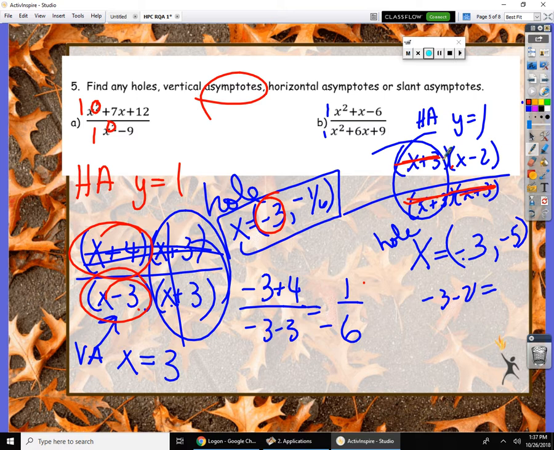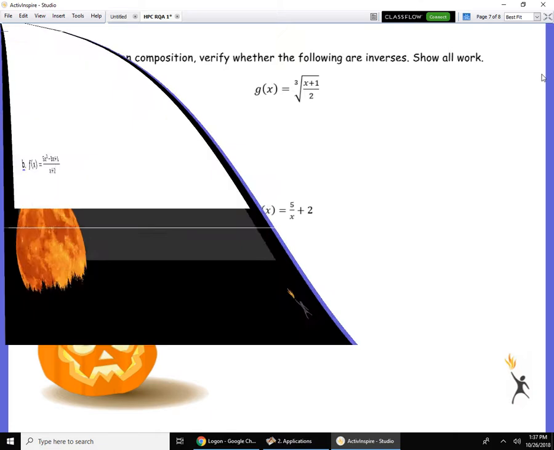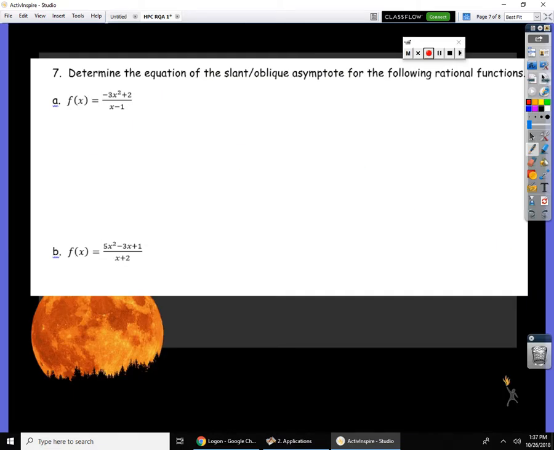The horizontal asymptote is 1 for both of these. Okay, moving on. Next question. I will come back to this only because we're running short on time, and this is one of our last ones.